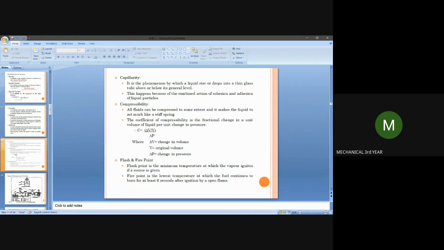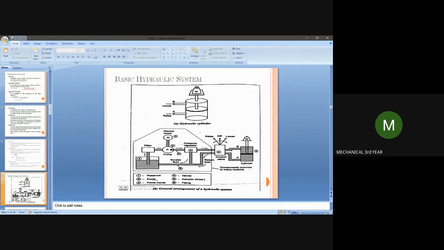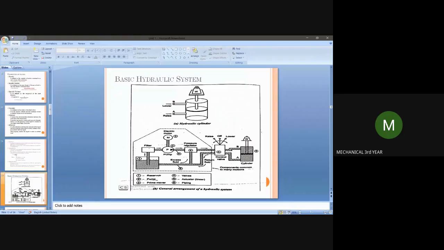The next thing is basic hydraulics. Today we'll be discussing basic hydraulics alone, and I'll just say what basic pneumatics is also. In the next classes we will see the various types of prime movers and pumps available in this topic. Here in this diagram you can see some basic requirements for designing a hydraulic system.